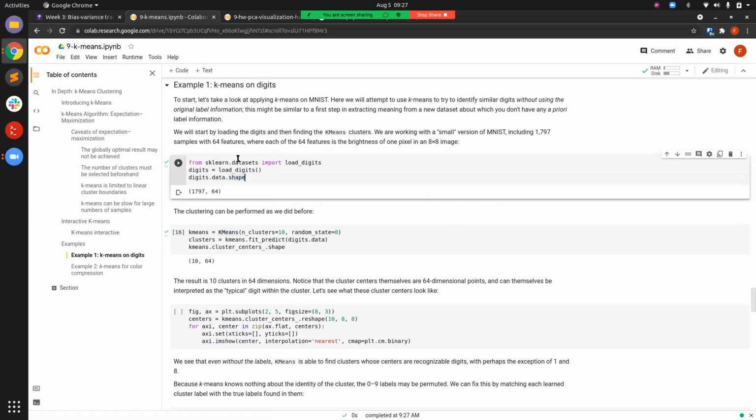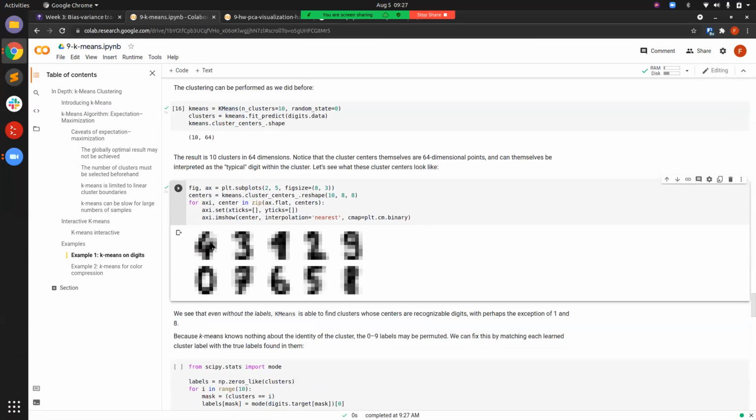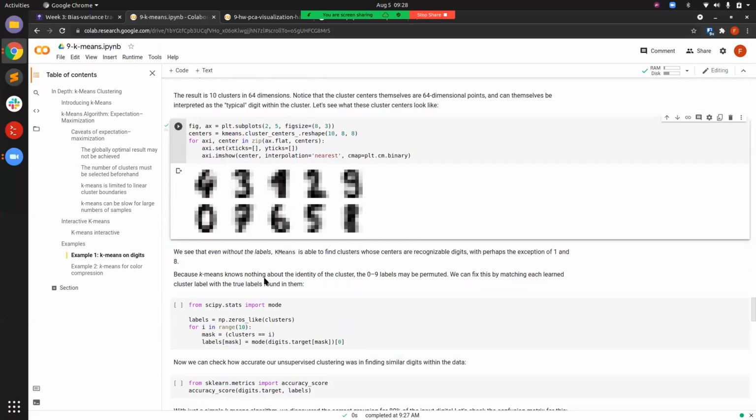So we're going to load in our familiar handwritten digits data set, but we're going to use a small version of it. So it only has a small number of samples, and each sample is only 8 by 8. Okay, so we're using a very low resolution version of it. So 64 features instead of 28 by 28, which is what we've used in the past.